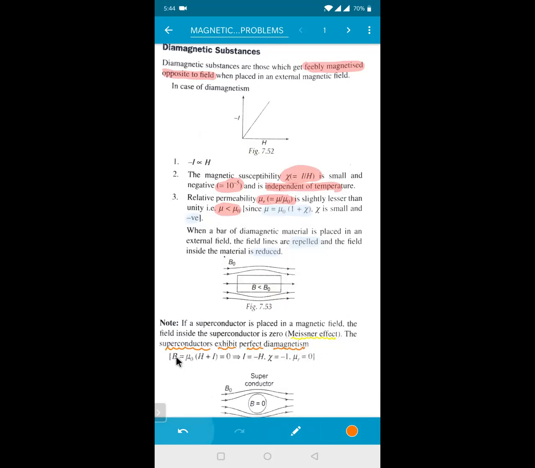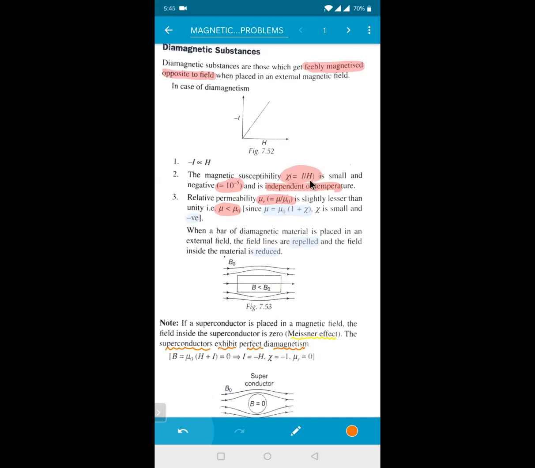So what is the formula for the magnetic field B? B is equal to mu naught into (H plus I). Yesterday I told you. So if the magnetic field B value becomes zero, that means the I value will become how much? Minus H, because mu naught is not zero, so I equals minus H. So susceptibility will become how much?